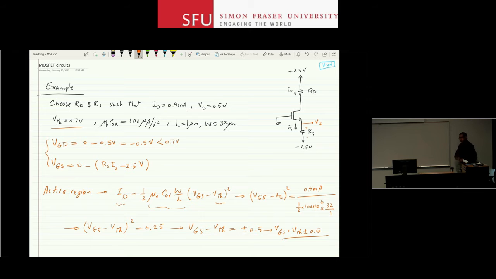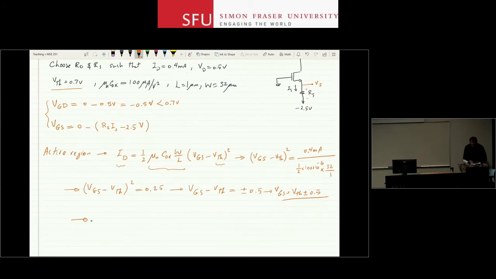Which one is the correct value? Well, I know the device has to be in active region, so VGS has to be larger than VTH. So VGS equals VTH minus 0.5 is obviously not the answer. So if I go and maybe write that down, I will have two possible answers for VGS.